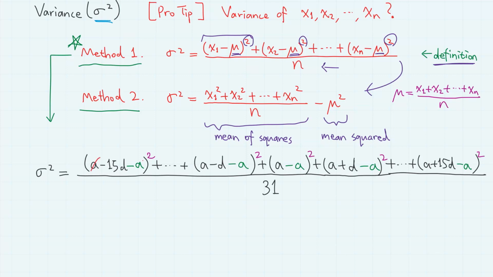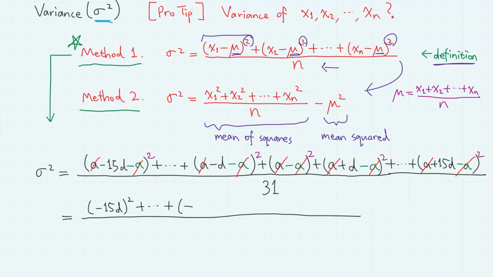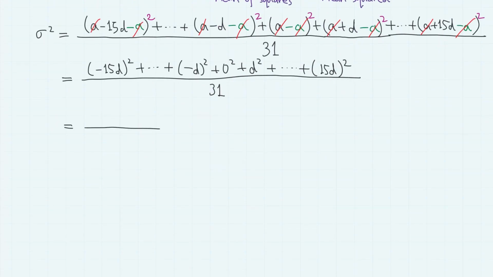Notice that this time all a terms get cancelled out. So we have minus 15d squared plus ... plus minus d squared plus 0 squared plus d squared plus ... plus 15d squared, divided by 31. So taking out d squared, we have 2 times 1 squared plus 2 squared plus ... plus 15 squared, divided by 31.